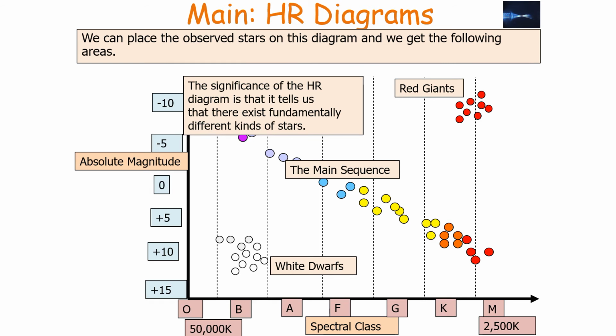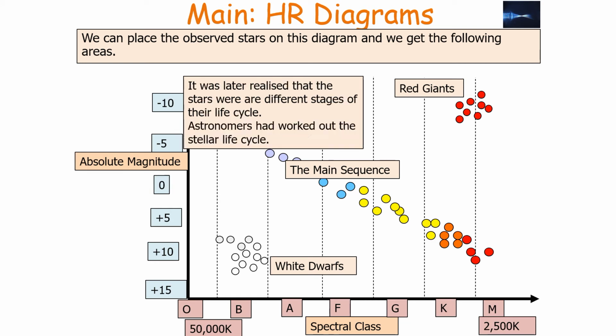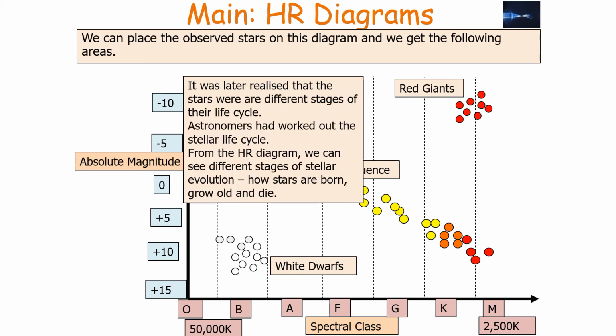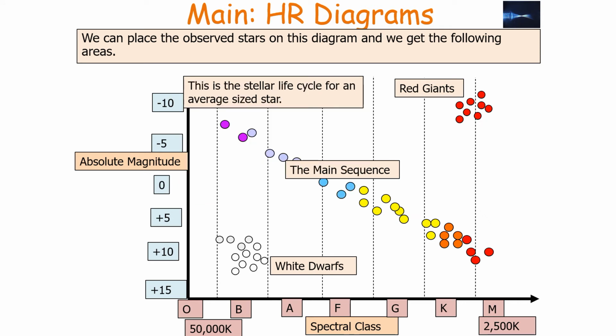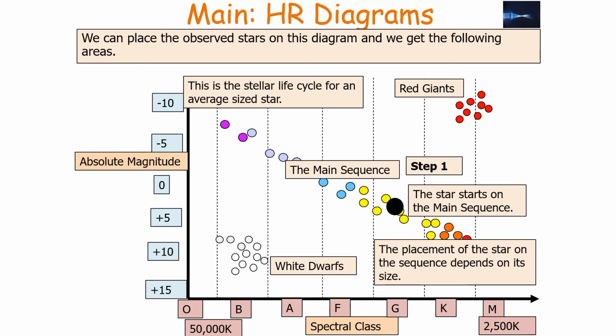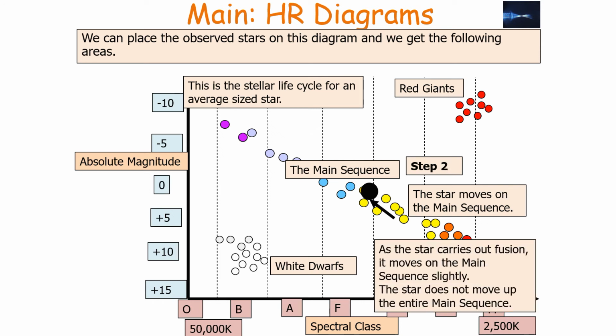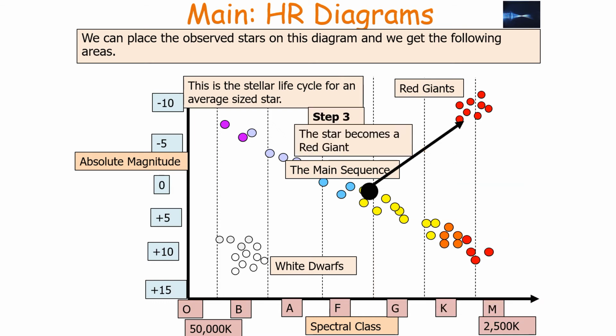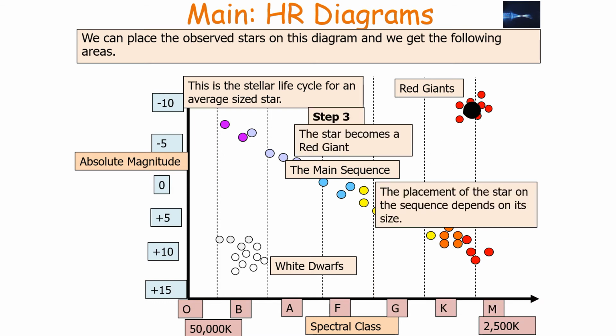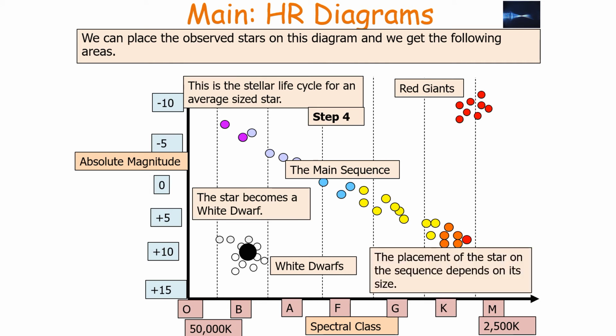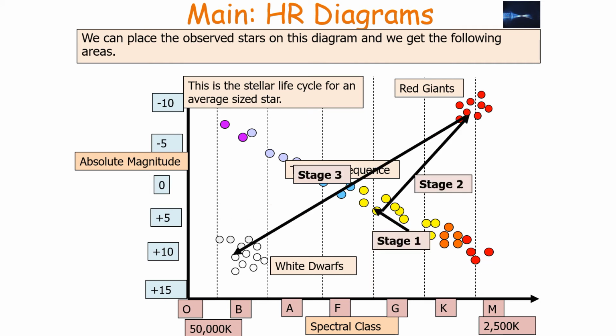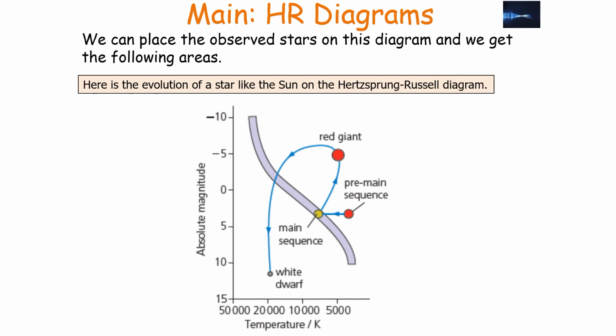Now, the significance of the Hertzsprung-Russell diagram is it tells us they exist as fundamentally different kinds of stars due to the fact that there is a stellar life cycle. So astronomers have worked this out and have understood that stars are born, they then grow old and they die. So we can see for an average sized star that the stars on the main sequence, and the placement depends on its size. It will move slightly up the main sequence, but not completely up the main sequence, go across to the red giant stage, its placement dependent on its mass, and then it goes to a white dwarf where once again its placement is dependent on its mass. So we can see here or here in these particular diagrams.